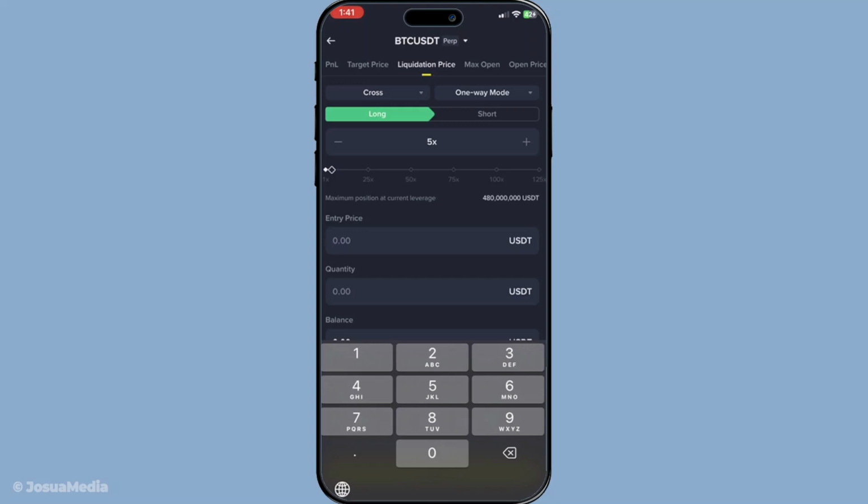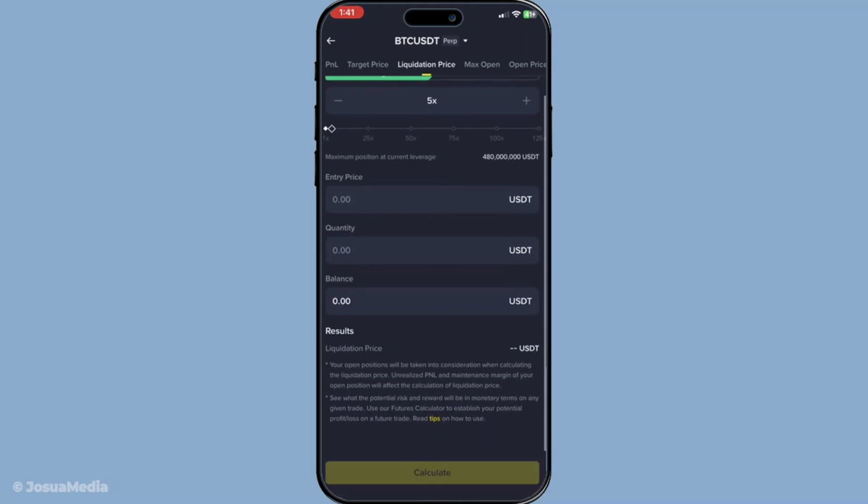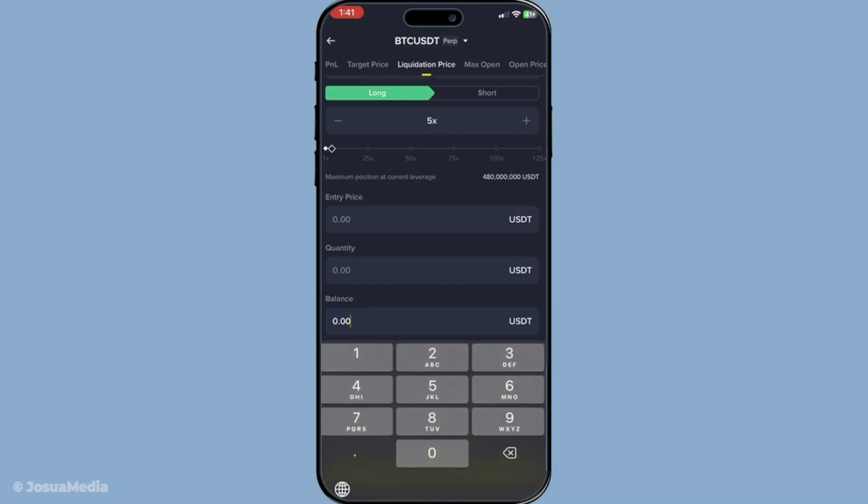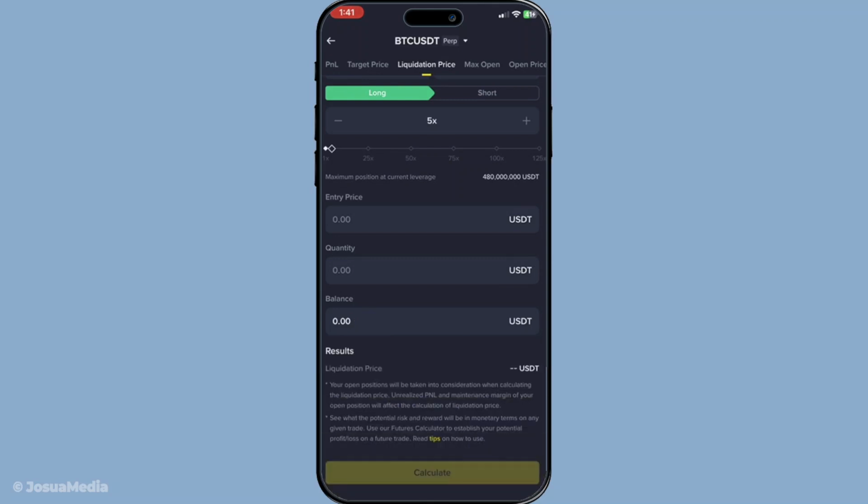Next, you'll enter the quantity, which refers to the amount of the cryptocurrency, in this case Bitcoin, that you're trading. Make sure the quantity reflects your current open position accurately. Following this, you'll input your balance, which is essentially how much you have on hand in your futures account to cover this trade. The balance you enter will affect the calculated liquidation price, so be precise here.